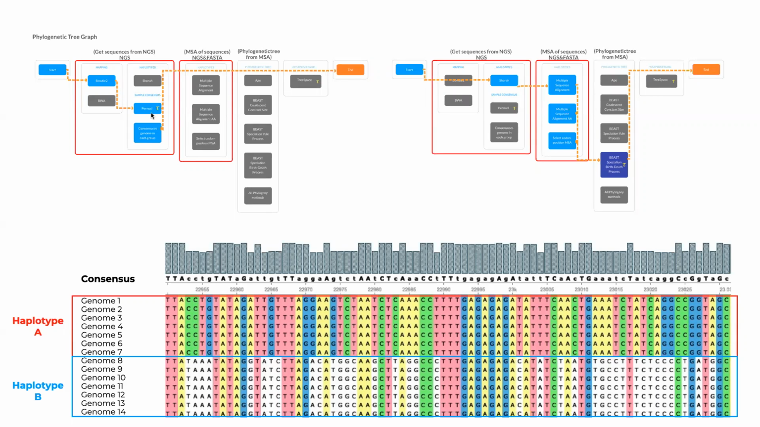So for example, what is the consensus from Gabon? What is the consensus from Liberia? What is the consensus from the UK? And we can put in a lot of sequences in each group to generate a consensus.